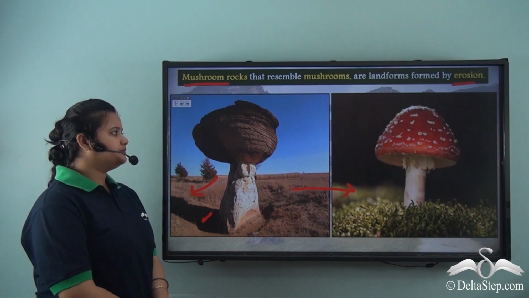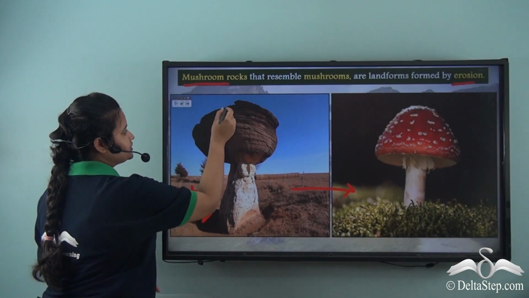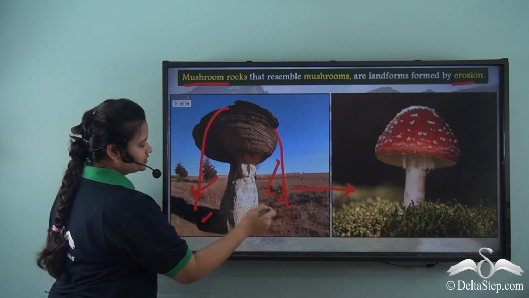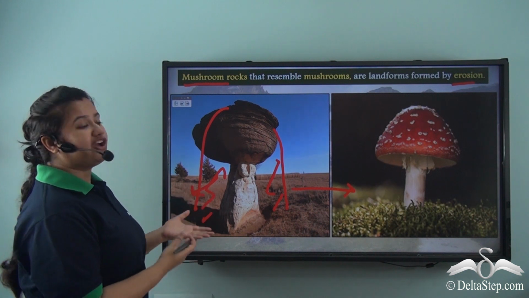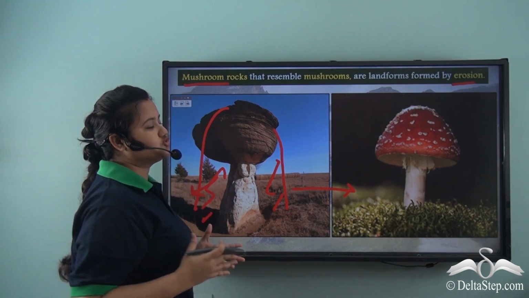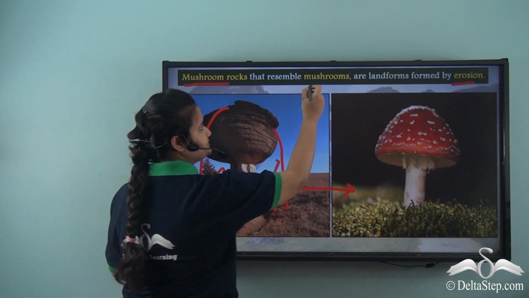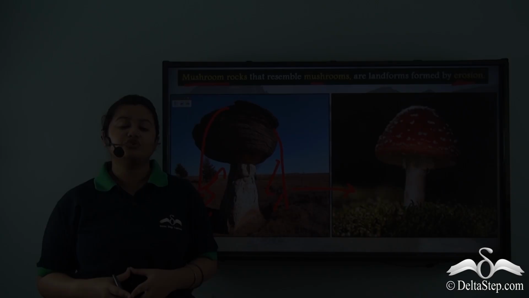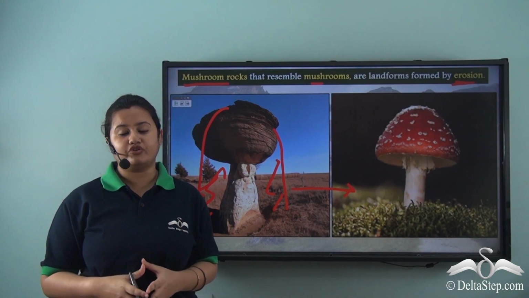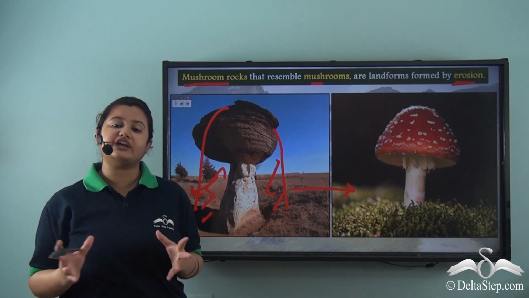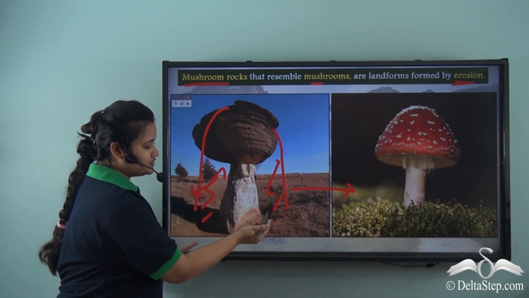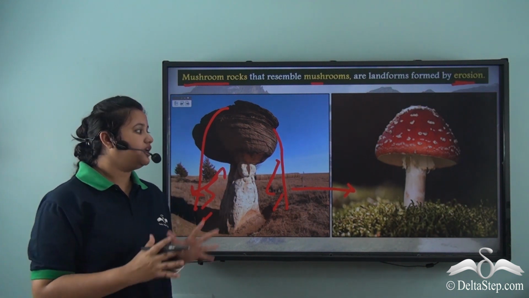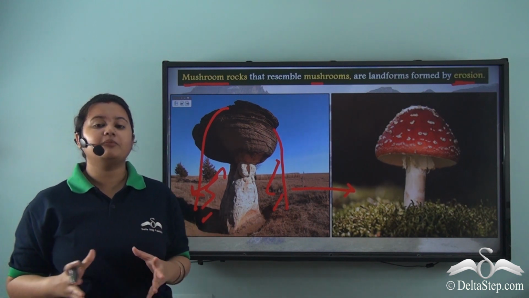So now let us assume that this mushroom rock looked like this earlier, but now due to erosion these portions have been eroded and finally we get this structure. So mushroom rocks that resemble mushrooms are landforms formed by erosion. As I've already said, erosion refers to not only breaking down of rocks but also transportation of eroded materials. See, the eroded materials are no more present here, but they have been blown away by wind elsewhere. So, mushroom rocks are landforms formed by erosion.